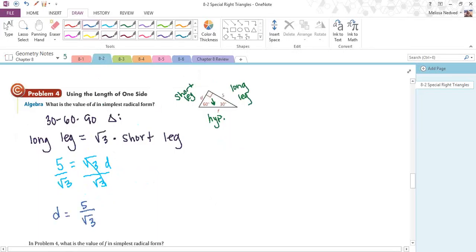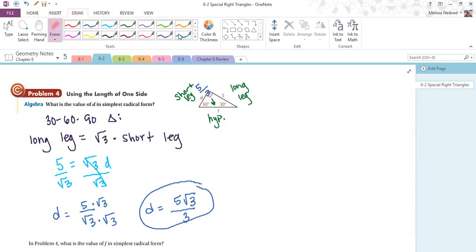Now remember, that's not going to be considered simplest radical form. For simplest radical form, we need to always rationalize the denominator. So now I have D is equal to 5 times the square root of 3 as my numerator, all over 3. Note in this case, unlike the previous two times we've rationalized the denominator, 5 over 3 doesn't reduce. So this is my final answer. My final answer is still a fraction. My short leg has a length of 5 root 3 over 3. So even though it doesn't look like a nice number, that's okay. A lot of these will have those square roots still left in the answer, and that's okay.